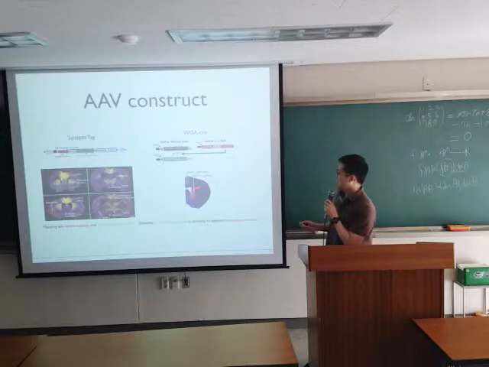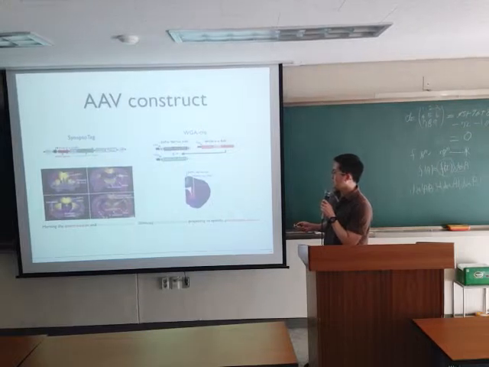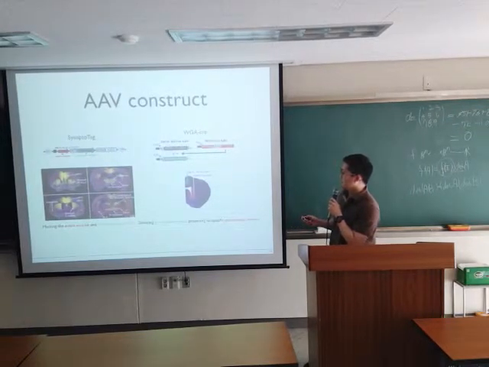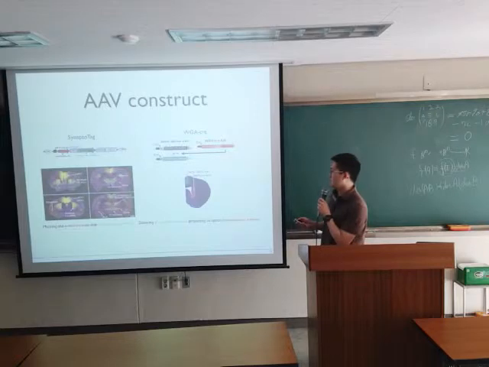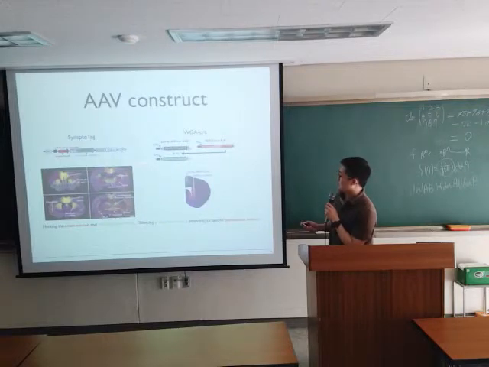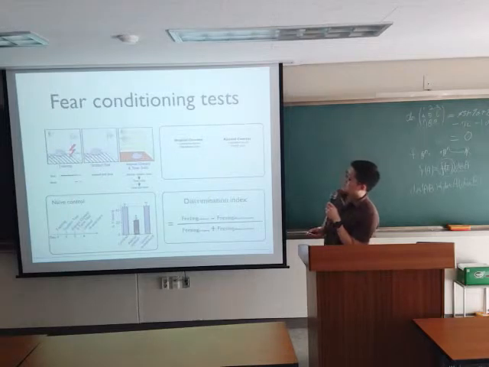Okay. So with this method, they injected WGA-Cre AAV to nucleus reuniens, and they found the neurons projecting from the prefrontal cortex to this nucleus reuniens, and they could block the activation of these neurons.